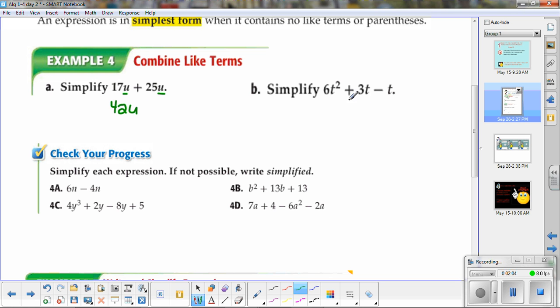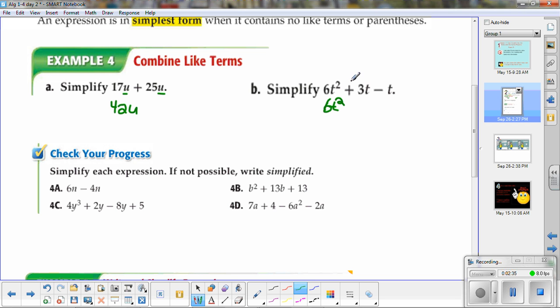In our next example, if we look first at the t squared, 6t squared doesn't have anything else that goes with it because there isn't anything else that is a t squared. So I'm going to go ahead and just write 6t squared. And then 3t and t, these two are like terms. However, when we go to combine them, you want to look at the sign that's in front of it.